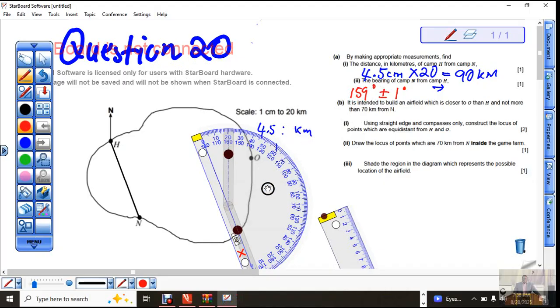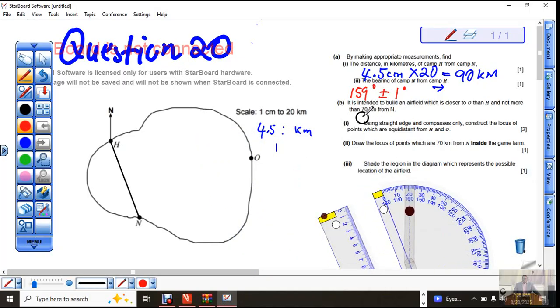Okay, let's just move the instruments to the side. It is intended to build an airfield which is closer to O than H, not more than 70 kilometers from N. So they are now dividing it into three little pieces. First part, they say use a straight edge like a ruler and compass. Construct a locus of points which are equidistant from H and O.